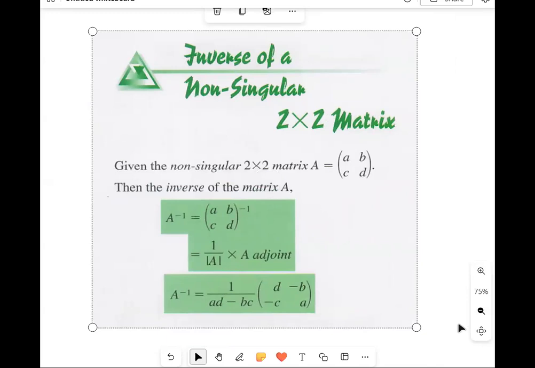Inverse of a matrix. If you have a given 2 by 2 matrix, and of course, there is also the inverse of a 3 by 3 matrix and so on. Any square matrix has an inverse. But that's beyond me. That's why we're only sticking to those 2 by 2 matrices.